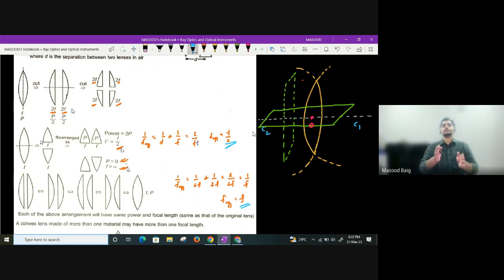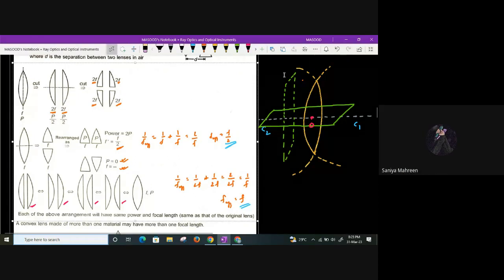When you cut a lens using a vertical plane, you get two parts whose focal length will be doubled. Understood that point? Now I bring those two parts and connect them together. I can connect them in this way or this way, but in any way I connect them, their effective focal length will still remain f only. Their effective power will still be P only, guys. Clear, all of you? Understood? I hope you understood that point.